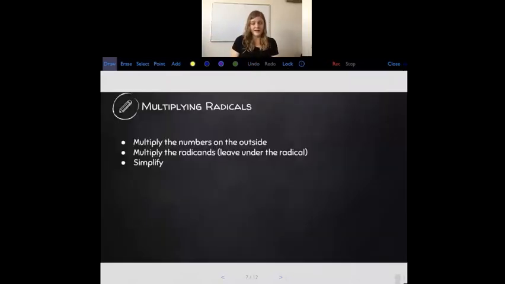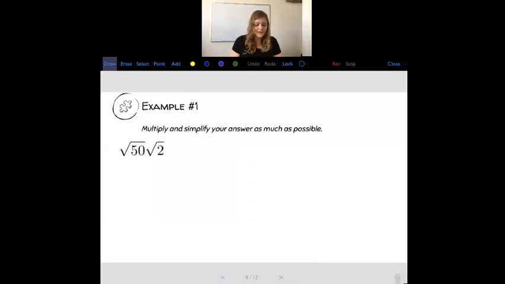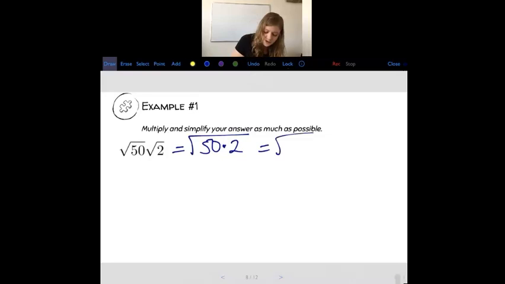Next, we'll talk about multiplying radicals. So the strategy here is any numbers that are on the outside of the radicals you can multiply together. You can multiply the radicands, what's under the root, and leave it under the root, and then simplify as much as possible. So example 1, multiply and simplify your answer as much as possible. There's no numbers on the outside that we have to multiply together, so we can take 50 times 2 and leave it under the radical symbol. 50 times 2 is 100, and now we simplify. The square root of 100 is 10, so 10 is our final answer.